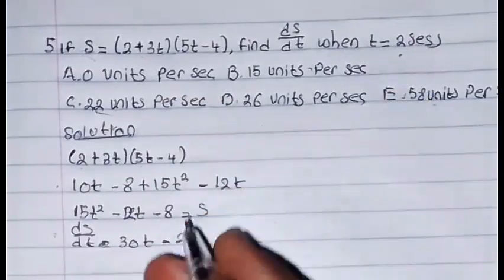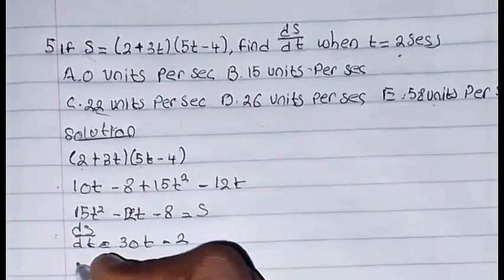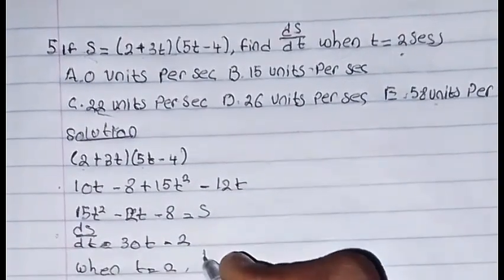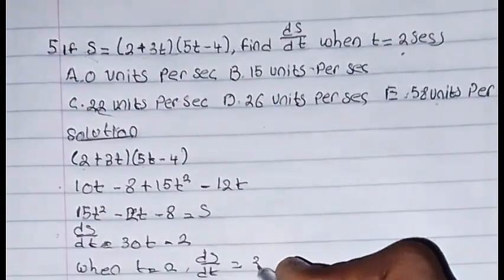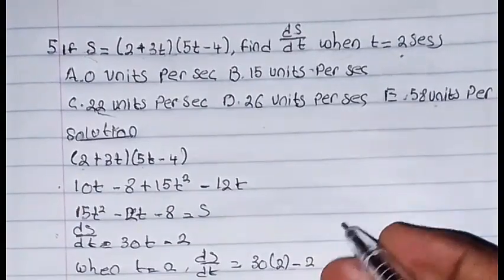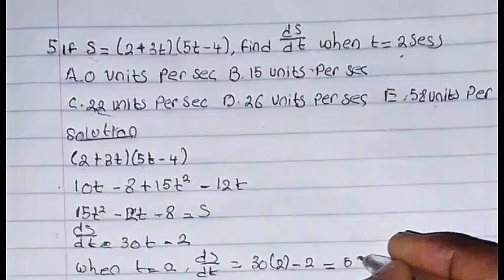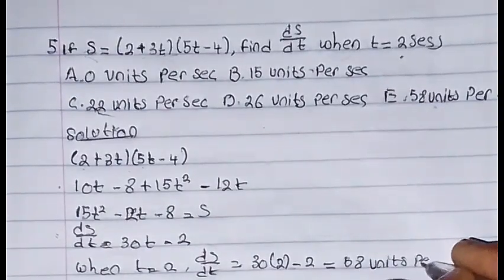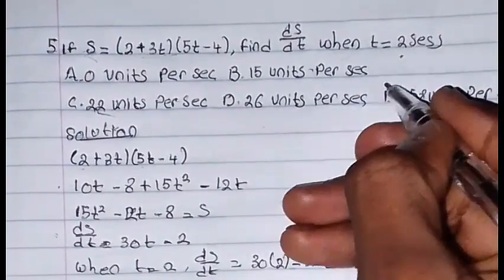Now we're going to replace our value of t with 2. So when t is equal to 2, ds over dt now becomes 30 multiplied by 2 minus 2. 30 multiplied by 2 is 60. If you remove 2 from 60, that's 58. So the answer is 58 units per second, which is option E.